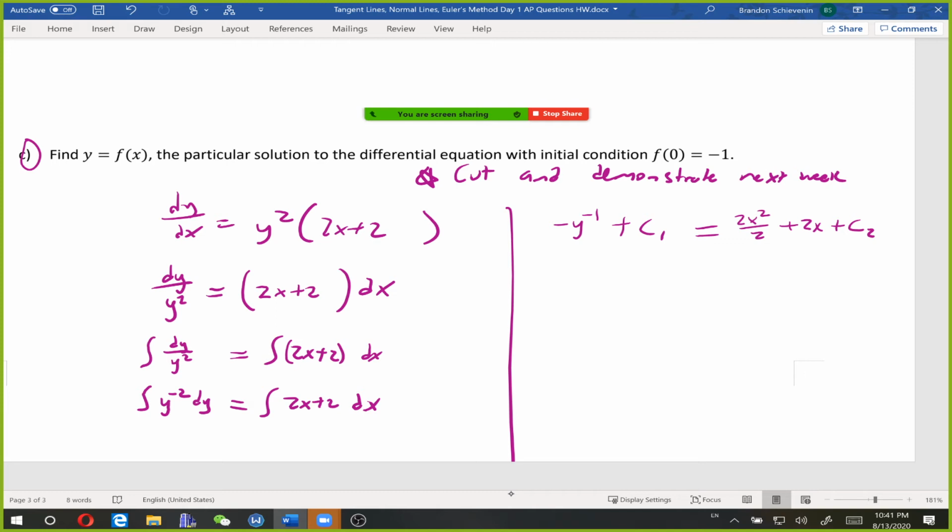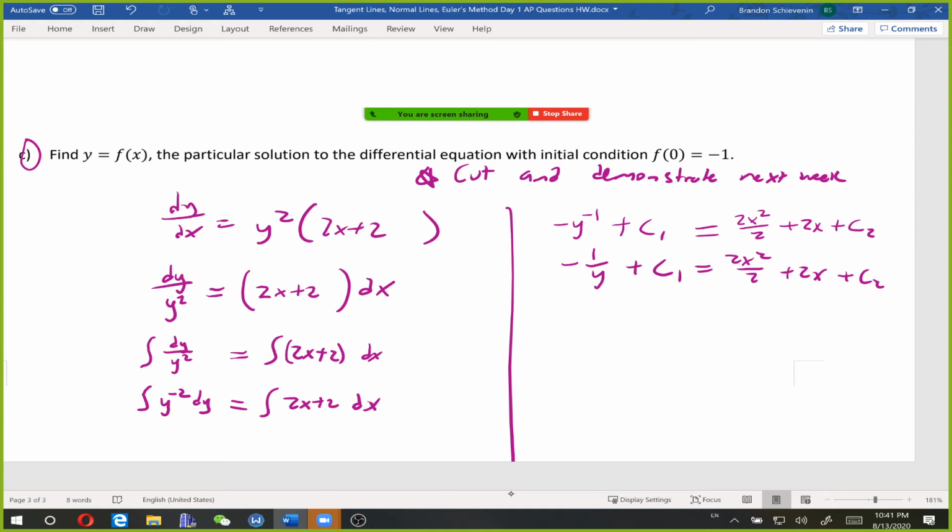Okay, jumping over to Niall next. Niall, I want to solve for y. What's my first step? The first step should be, I should get rid of power of negative 1. Okay, so that gives me negative 1 over y plus c1 is equal to 2x squared over 2 plus 2x plus c2.